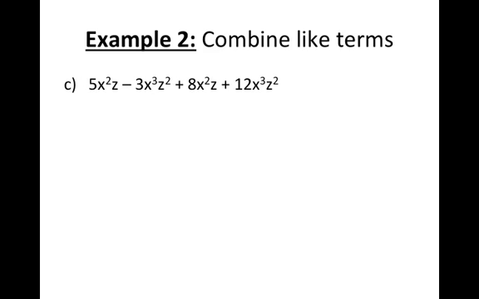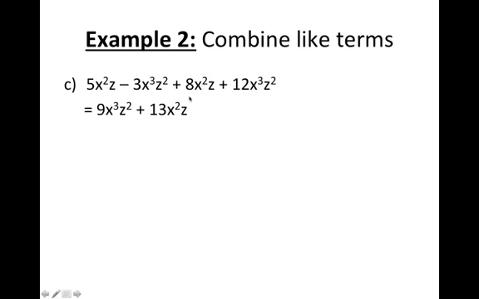Now, on this one, we've got products of powers of two different variables. We've got x's and z's in the same term, so we're going to have to be a little more careful. If you look, we've got x squared z terms, and we have x cubed z squared terms. Let's see, the x cubed z squared term should probably come first, so let's go ahead and combine those. Negative 3x cubed z squared plus 12x cubed z squared is 9x cubed z squared. And then 5x squared z plus 8x squared z is 13x squared z.